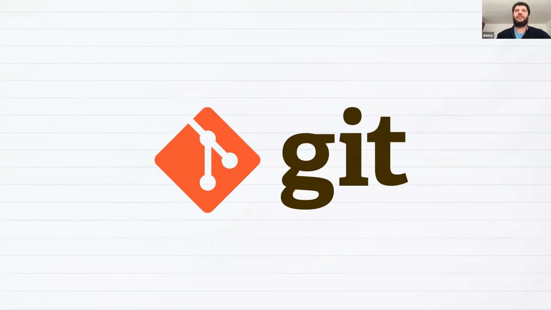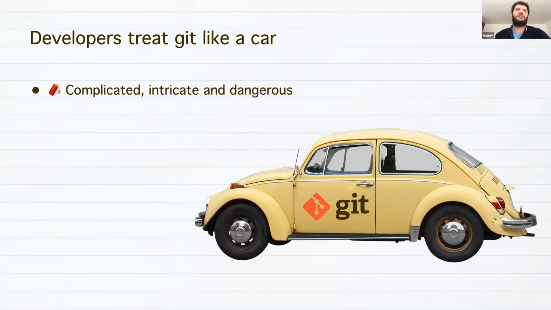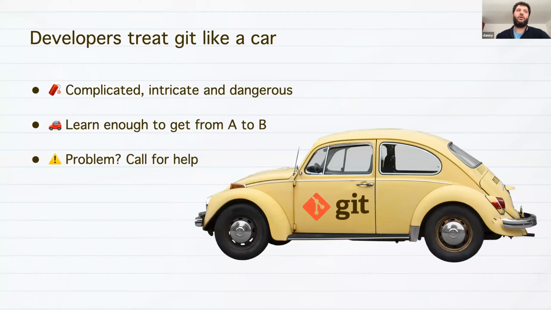Most developers seem to treat Git a little bit like it's a car. And what I mean by that is they think of it as a sort of complicated, intricate, dangerous piece of machinery, which they will learn enough of to get from A to B. But if anything goes wrong, they'll probably call in for help, and they very rarely look under the hood and see how it actually works.